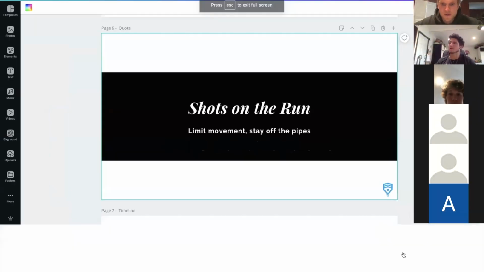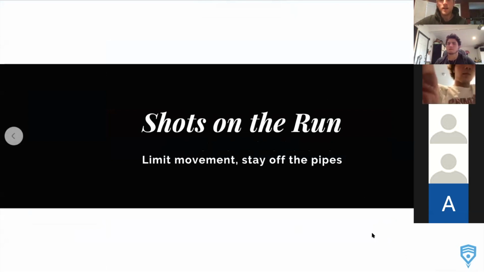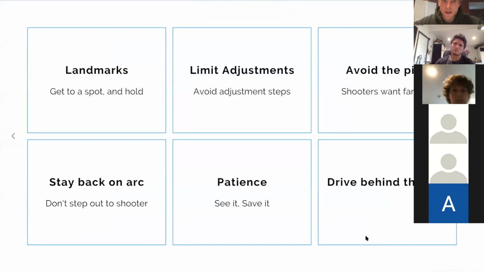the presentation really quick. And we're just going to quickly go over shots on the run before we hop into film. I think the best way to learn how to play a shot on the run is to watch shots on the run and watch how guys are doing it. Just a couple things. My 2 biggest keys are limit your movement and try to stay off the pipe. At some point you will have to get on the pipe, but the later you can get there and the deeper the shooter has to get before you can get there, the better off you'll be.